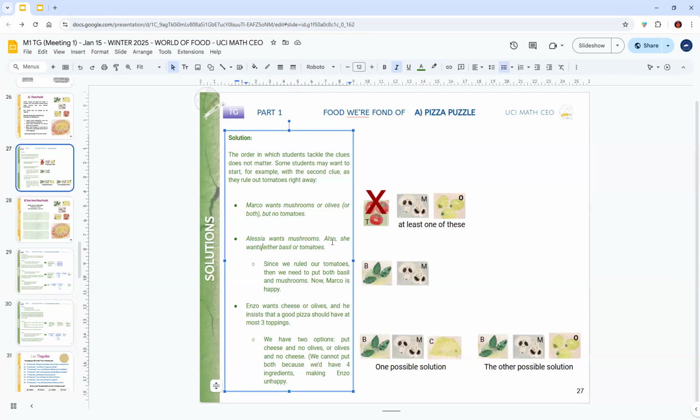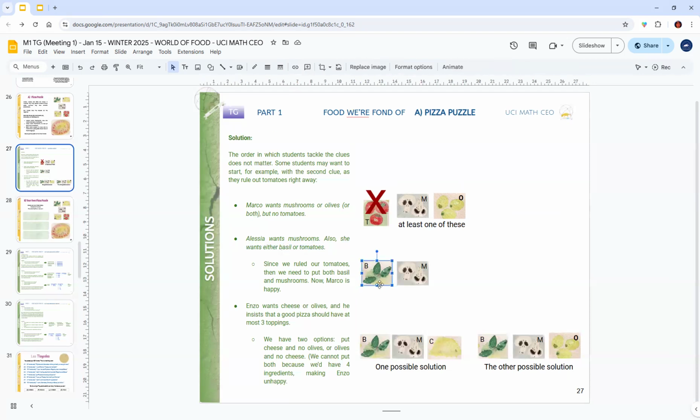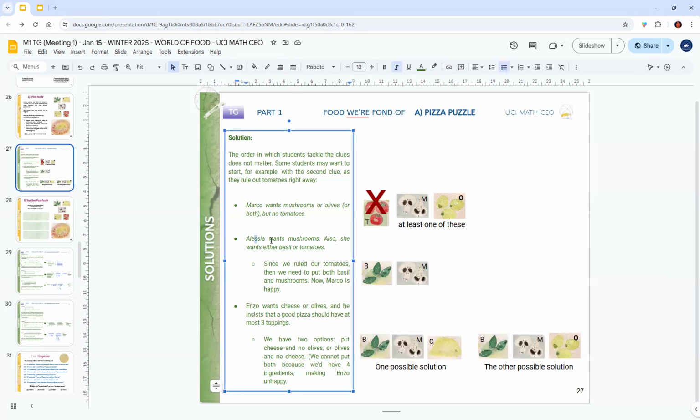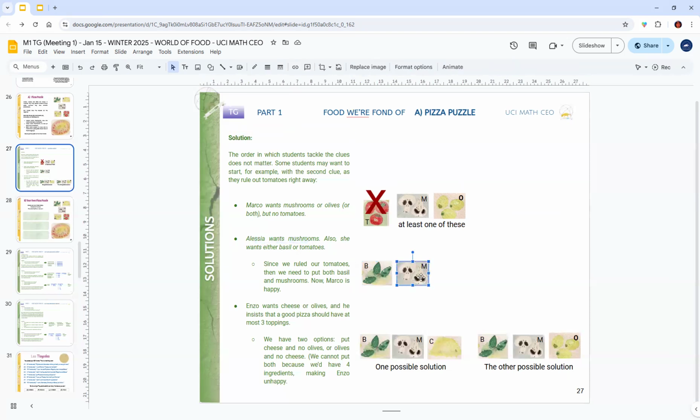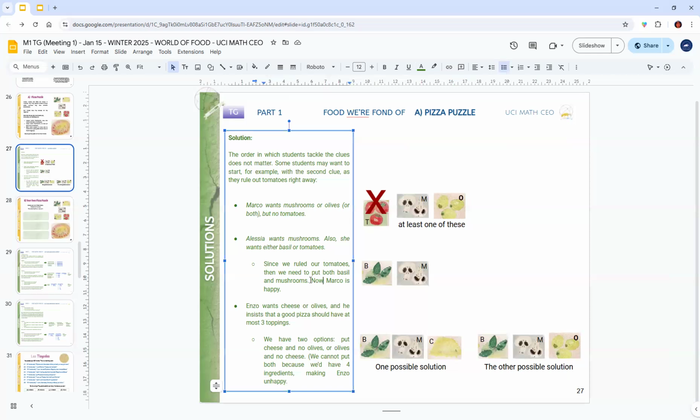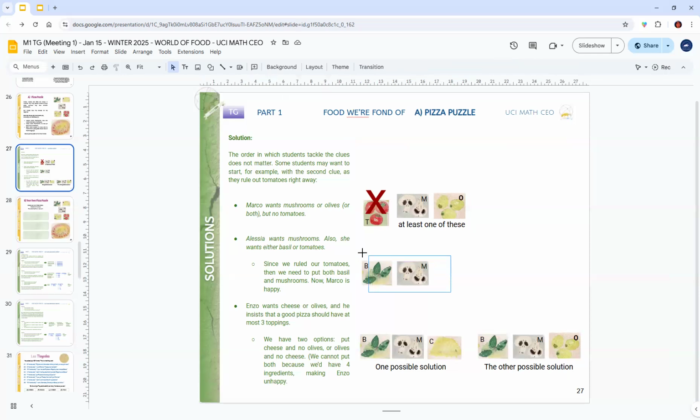Alessia wants mushrooms, and she wants either basil or tomatoes. So since we said no tomatoes, then she must pick basil, right? Because it's either basil or tomatoes, but we have no tomatoes, so it must be basil. So we must put basil. She also wanted mushrooms, so we also need to put mushrooms. Notice that now Marco is happy because Marco wanted either mushrooms or olives or both. So he's happy up to this point.